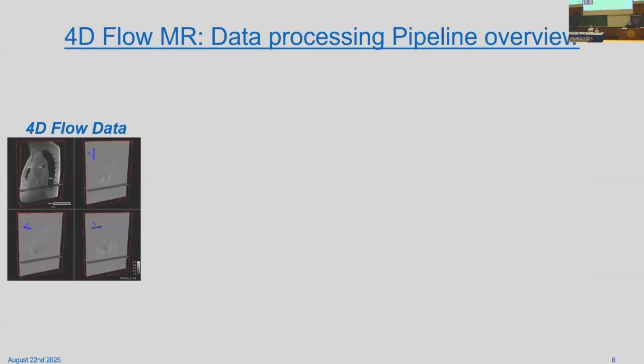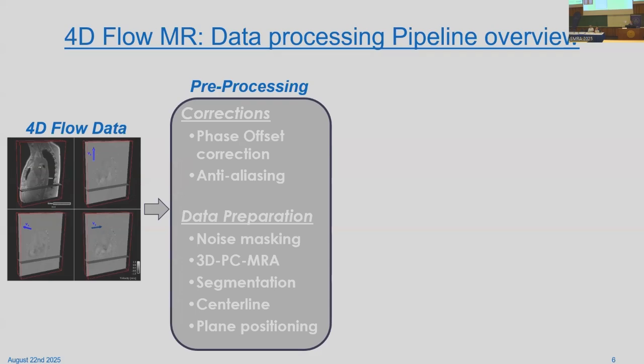But it doesn't matter where you acquire your 4D flow data, you always have to go through a certain processing pipeline. So you start with your magnitude image and your 3 phase encoding directions, and then you have to do a long list of pre-processing steps. To start with the corrections, the phase offset corrections, anti-aliasing. Then you have to do noise corrections, calculate a phase contrast angiogram, do a segmentation.